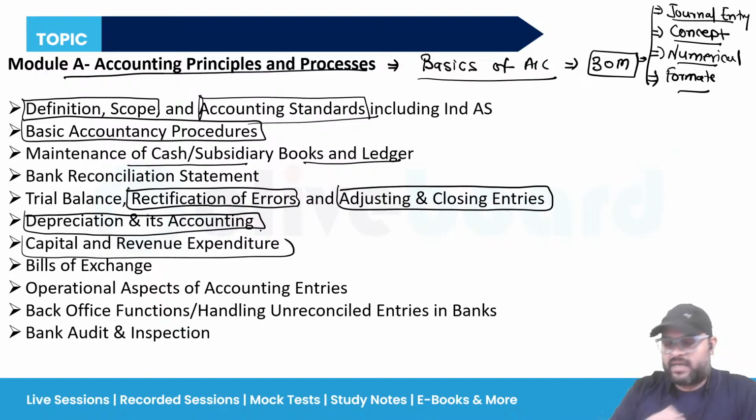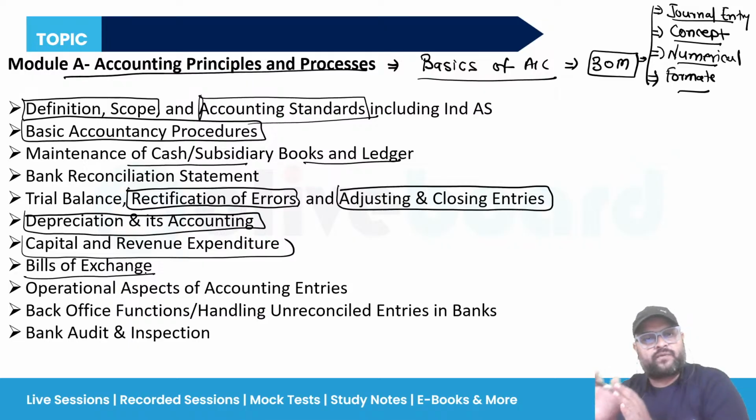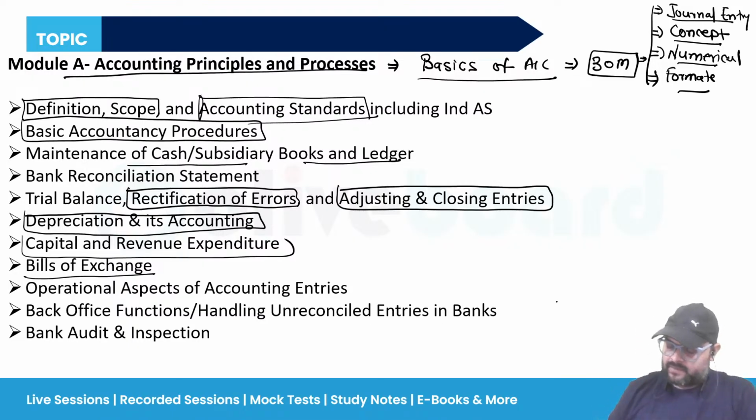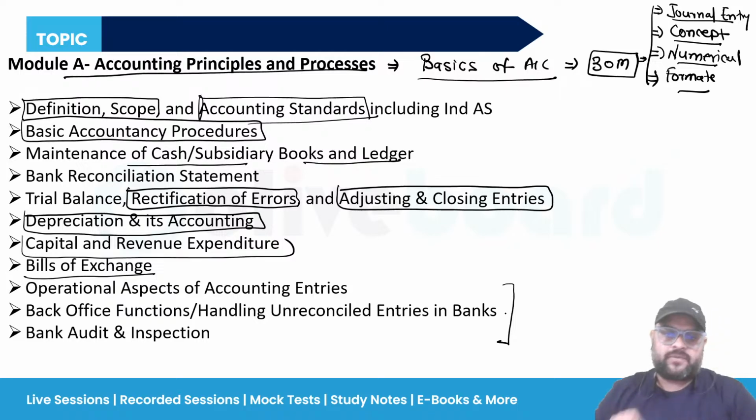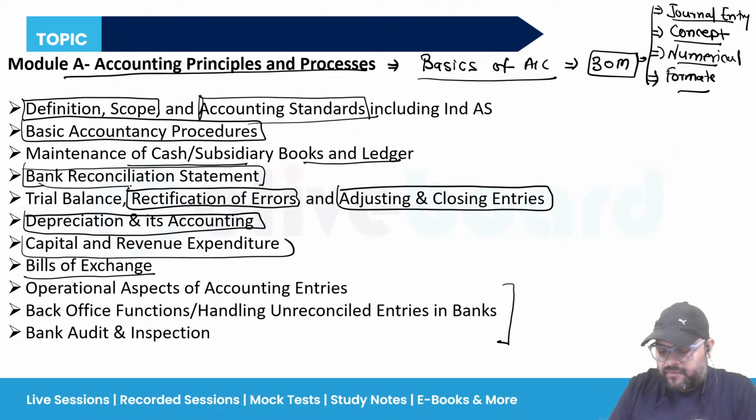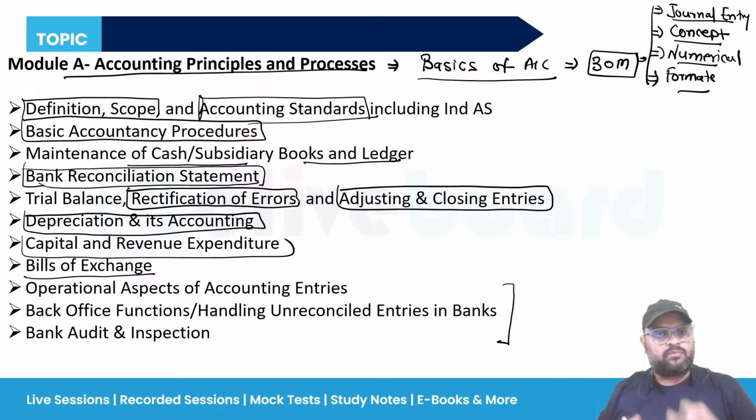Capital and revenue expenditure is a conceptual topic. Bill of exchange is a combination of concept as well as computation. Then the last three topics are completely a conceptual bunch. There are two topics where you will find it a little difficult to understand and you will feel that it will require a little more effort. One is bank reconciliation statement and another one is rectification of error.